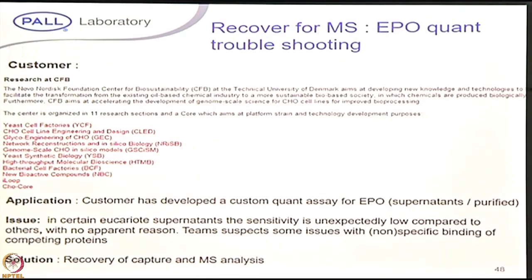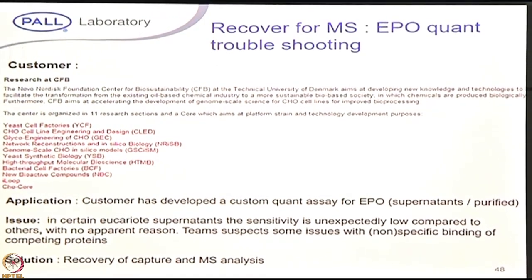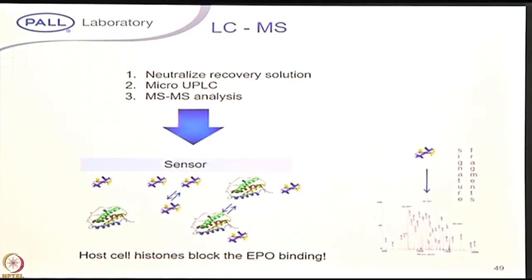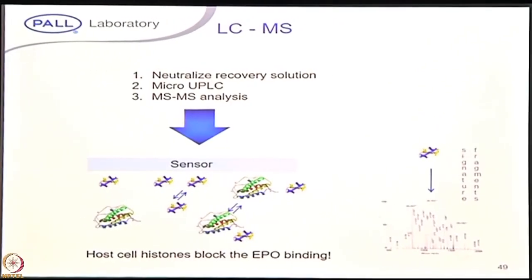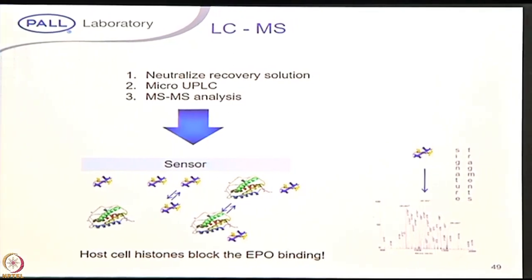One more example is an industrial work on erythropoietin, which the Novo Nordisk company was expressing. When they were doing the quantitation, they were getting a very low concentration. Then they wondered what was happening. So they identified some host cell histones blocking the EPO binding. They eluted those mixtures and performed mass spec, and identified that the protein of interest was binding to them, blocking the binding of the EPO.